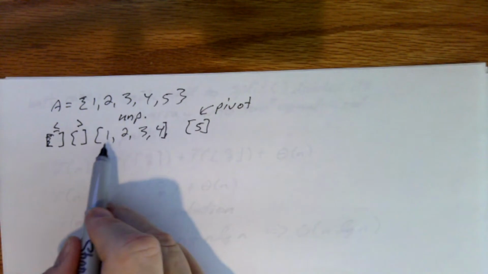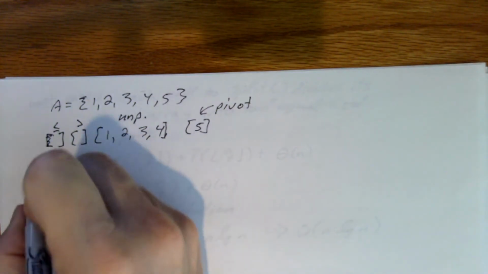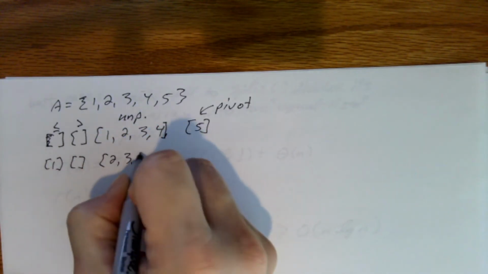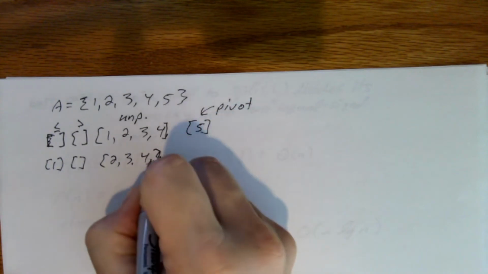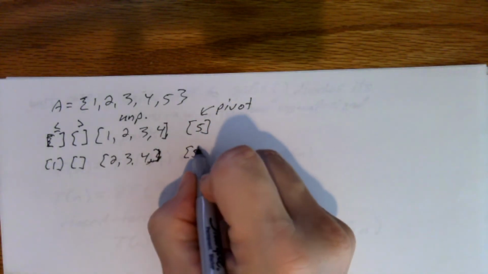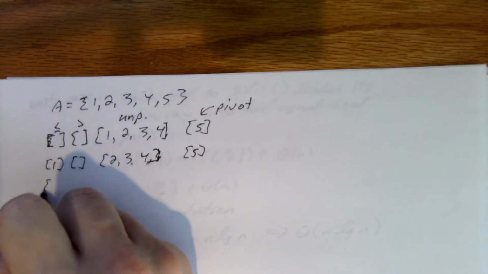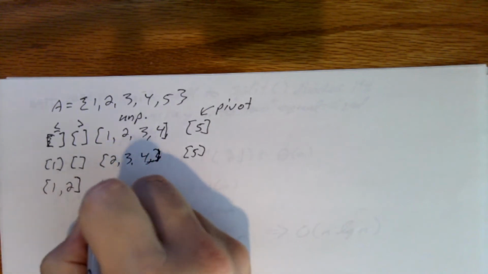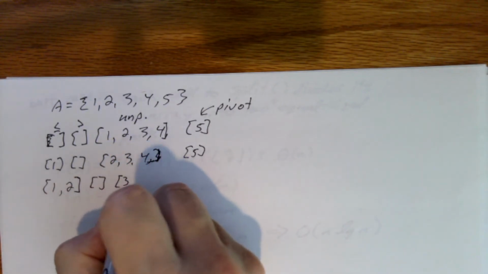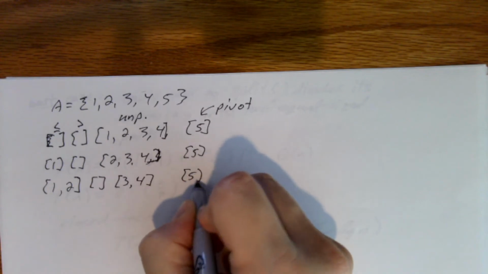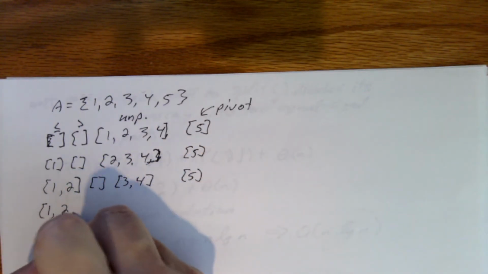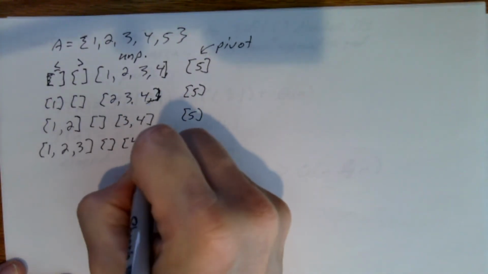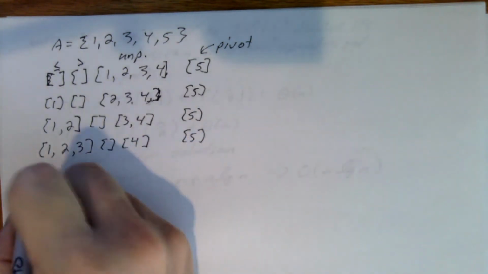So what do we do? Compare 1 to 5. That belongs in this group. The unprocessed is now just 2, 3, 4. Compare 2 to 5. That belongs in this group. Compare 3 to 5. Belongs in this group. And we compare 4 to 5, and it belongs in this group.